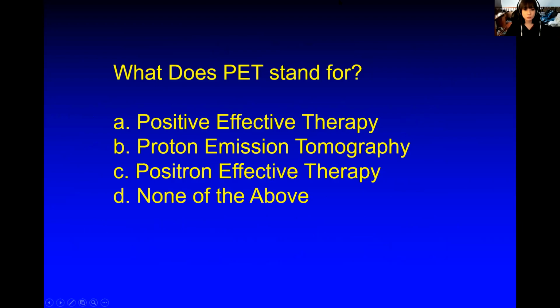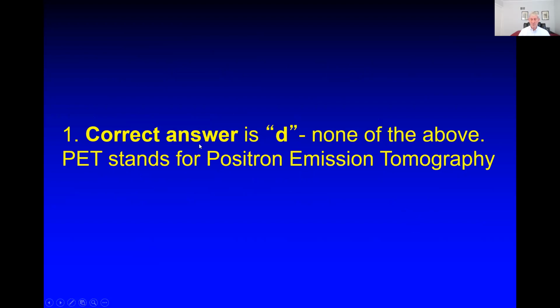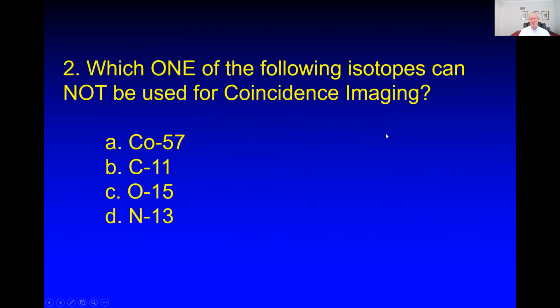Okay, so the correct answer is D, none of the above. I've asked many physicians this question, and a bunch of them got this wrong because, without reading carefully, they chose choice B. But it would not be proton emission tomography, it would be positron. Which one of the following isotopes cannot be used for coincidence imaging for PET scanning? A, cobalt. Cobalt-57 is not a PET agent. Carbon, nitrogen, and oxygen certainly are.